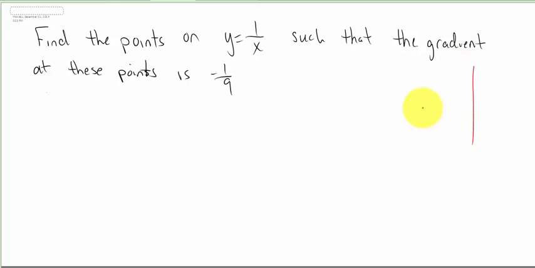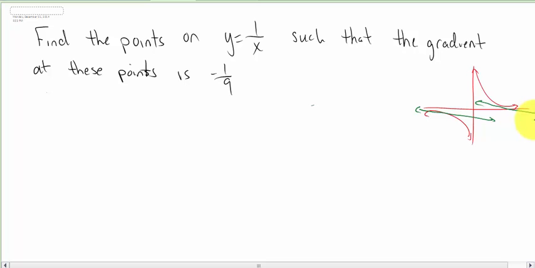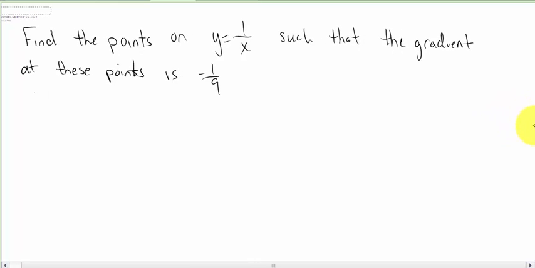So if you remember, 1 over x looks something like that. We want to know where the tangent has a slope of negative 1/9. So something like that maybe, and something like that. Can you envision that there will be two solutions to this? I hope so. But let's go ahead and find them. So we need the gradient at some point on this curve, so we're going to find the derivative.